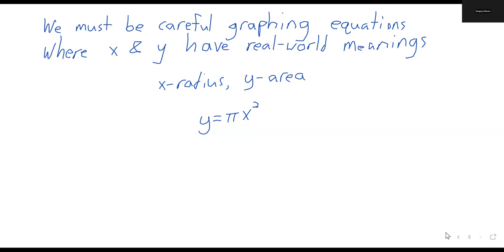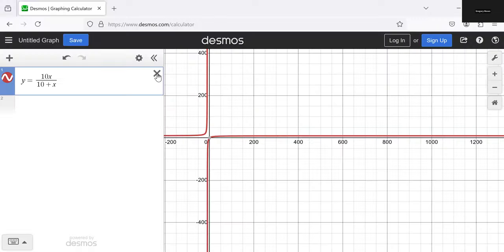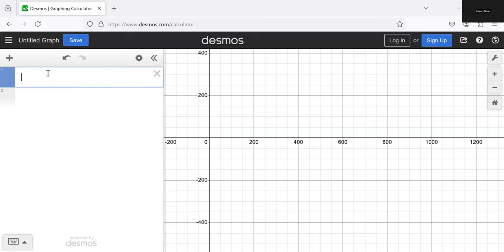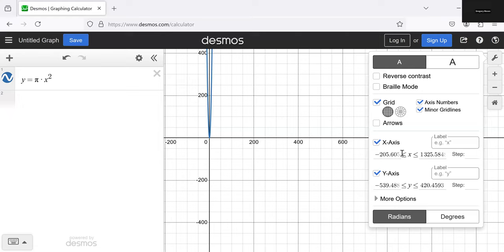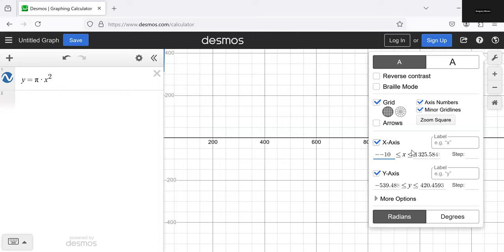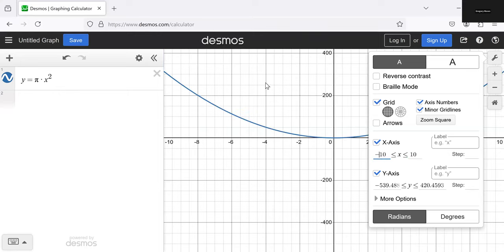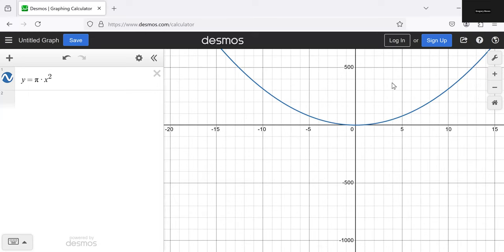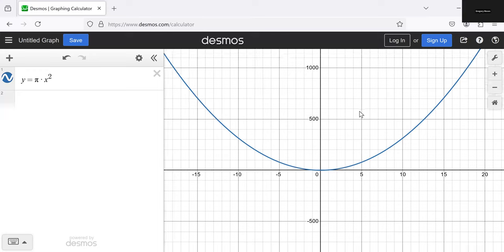We can have a nicer graph using the power of technology, y equals pi times x squared. Well, it probably doesn't look nice at the moment, but if I go to my x-axis and mess around a little, then it gives me an error message. There we go. So here's what this thing looks like.